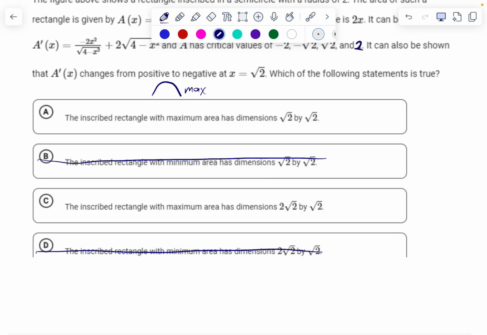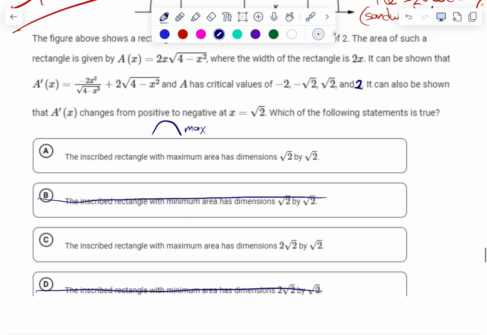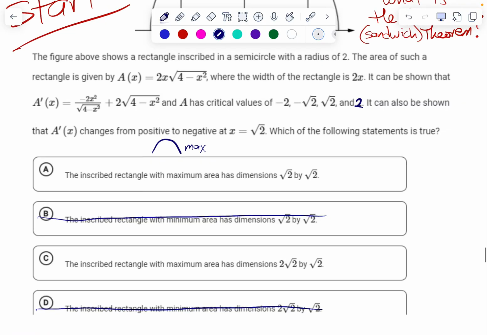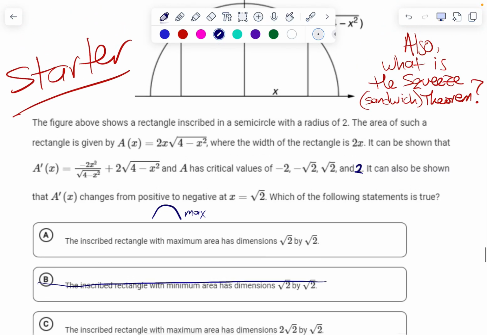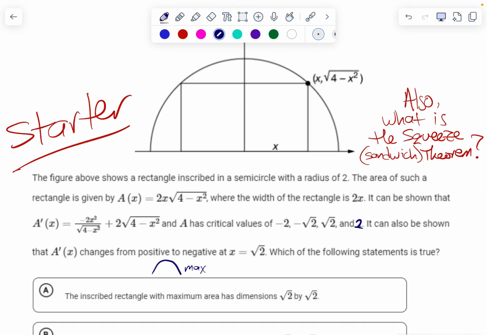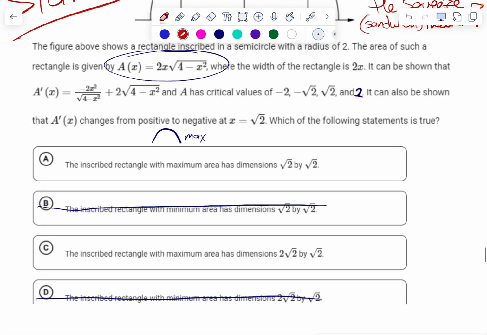So now it's just kind of algebra, right? Like plug in root 2 into the y-coordinate. Well, x and y coordinate. Only thing is make sure that you don't miss that the area is actually 2x, right? So maybe plug it in here as well. So you should end up picking C.